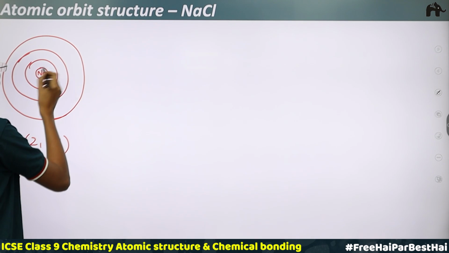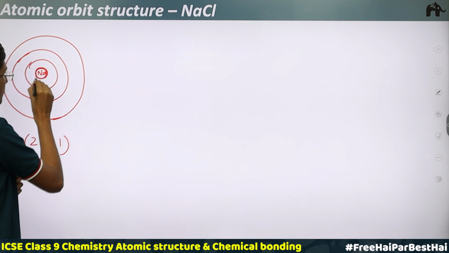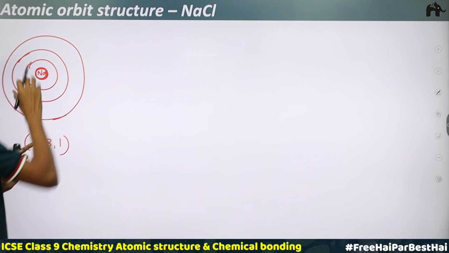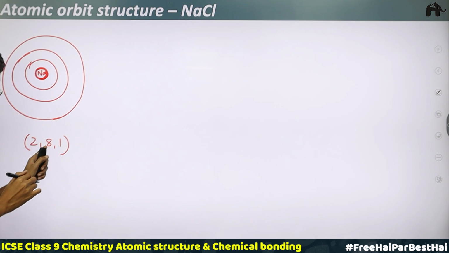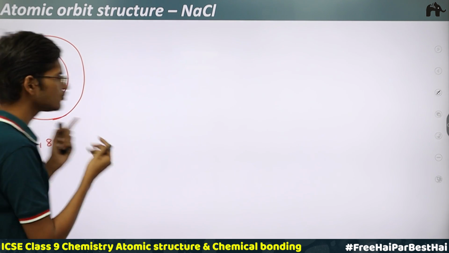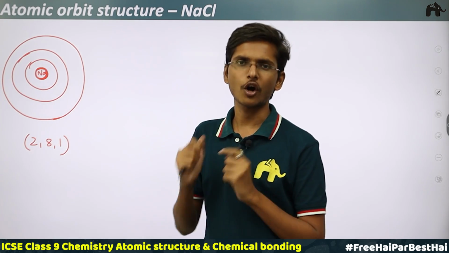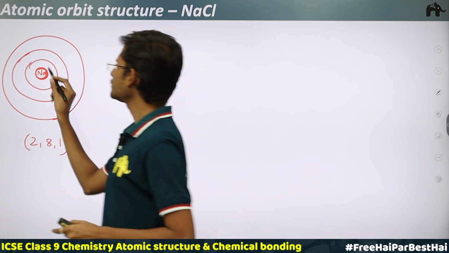So for sodium, now this is the nucleus. Don't get confused, this central part is the nucleus. Now I know there are 2 electrons in the first shell, 8 electrons in the second, and 1 electron in the third shell. So I'm going to show it in this way. I can use a cross or a dot, anything. I'm using dots.